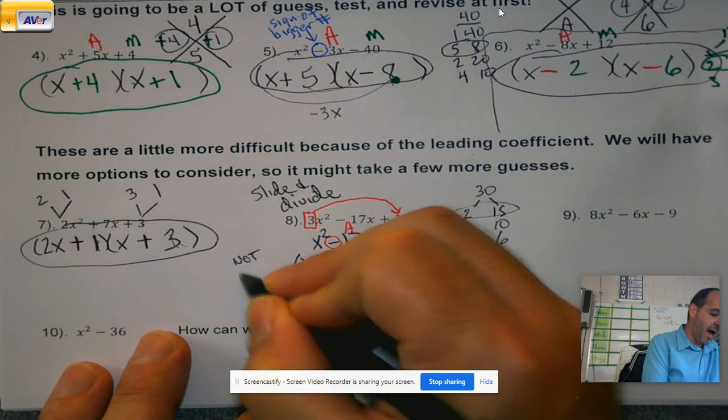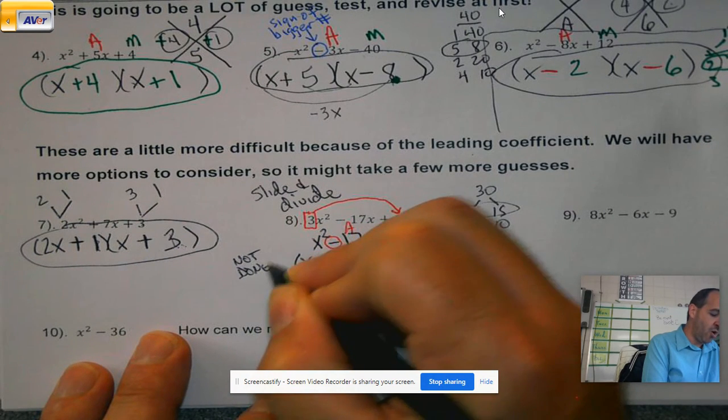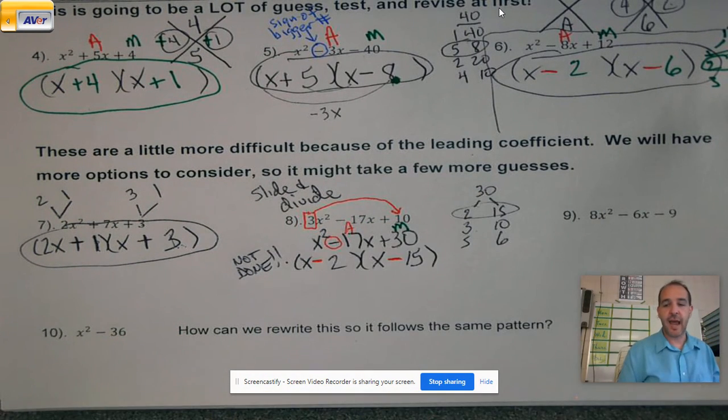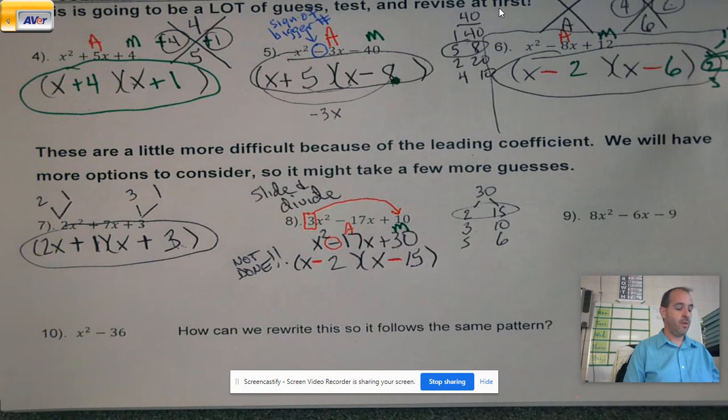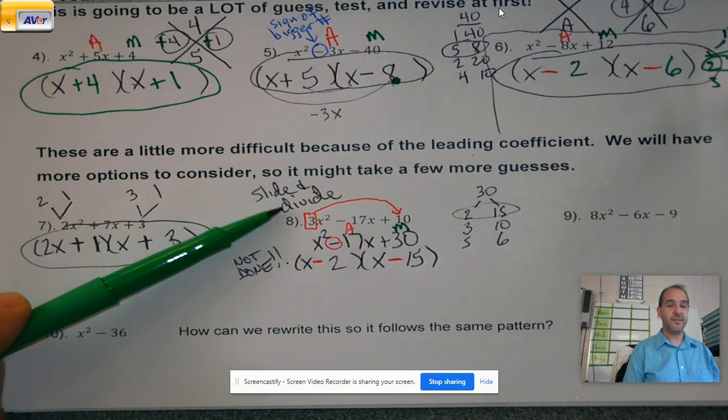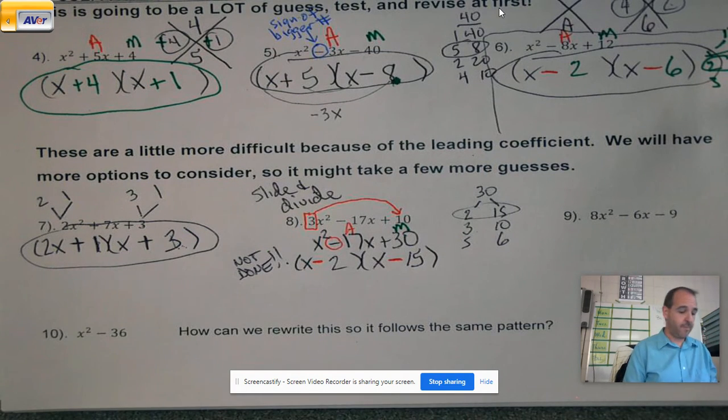Now, here's the kicker. We're not done. Don't circle this and put this as the answer. That's the one thing that people do on this a lot when we're doing factoring. I'm like, oh, you're going so good. Don't quit on me yet. So now, what do I have to do then? Okay, slide and divide. Last part.